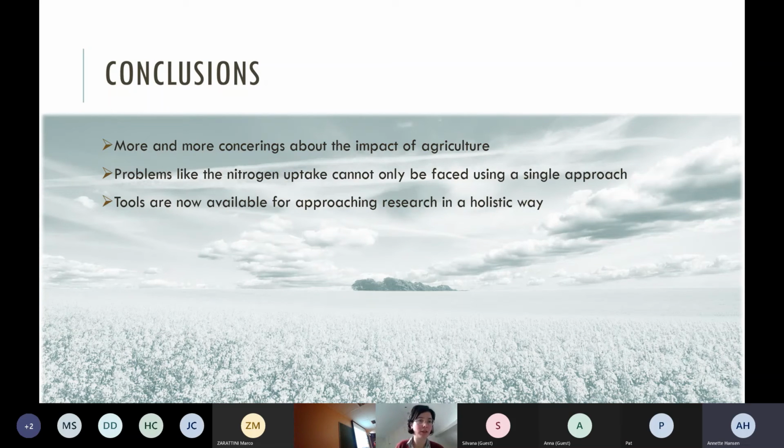There's not much to say on that project, but in conclusion, what I wanted to say is that there is growing concern about the environmental impact of agriculture. The number of studies about the impact of fertilizer is growing, but these problems cannot be faced using just a single approach. That's why we talk about systems biology. We can go for genomics, transcriptomics, proteomics, and as many omics as we want to add. And there are actually tools and a lot of databases available for approaching this kind of research in a holistic way.